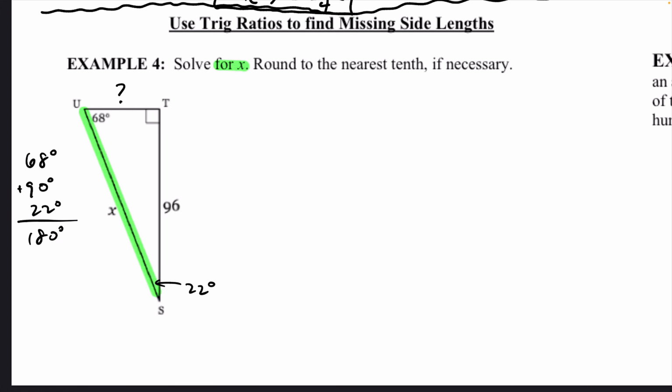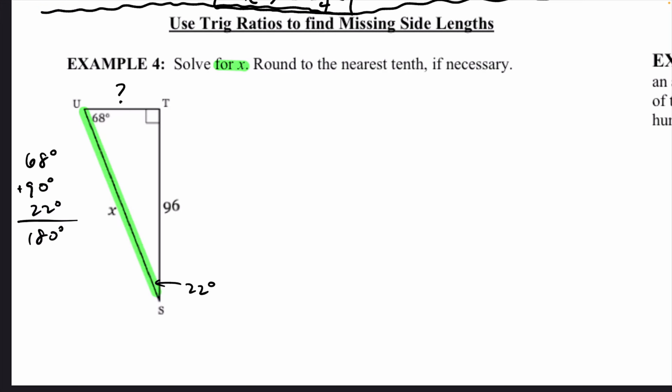Okay. So we're finding a missing side. So what I'm going to do is use one of the angles, either U or S. Remember, we never use the right angle for these. We always use the other angles. So you have an option. You can choose angle U or angle S. Doesn't matter which one you want to use. I'm going to use angle U. I'll show you angle U first.